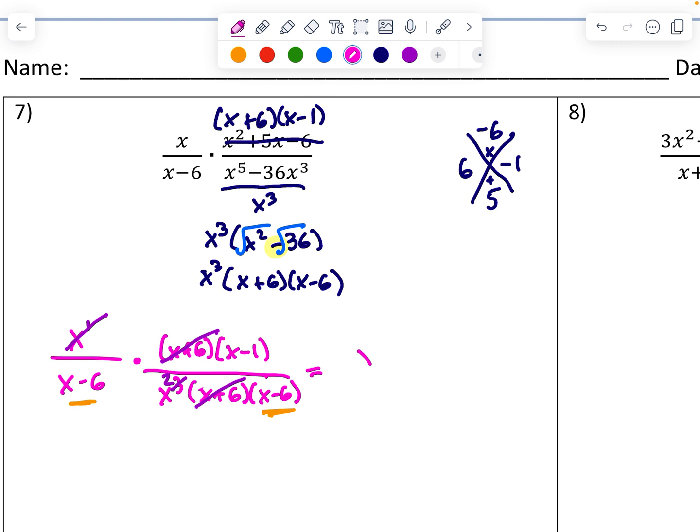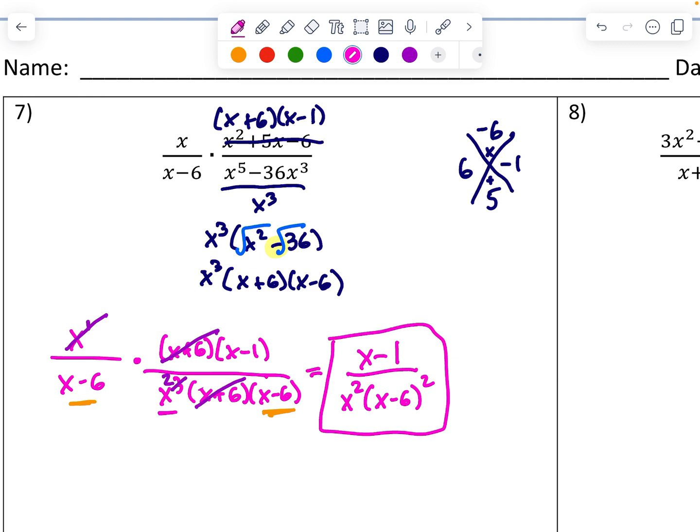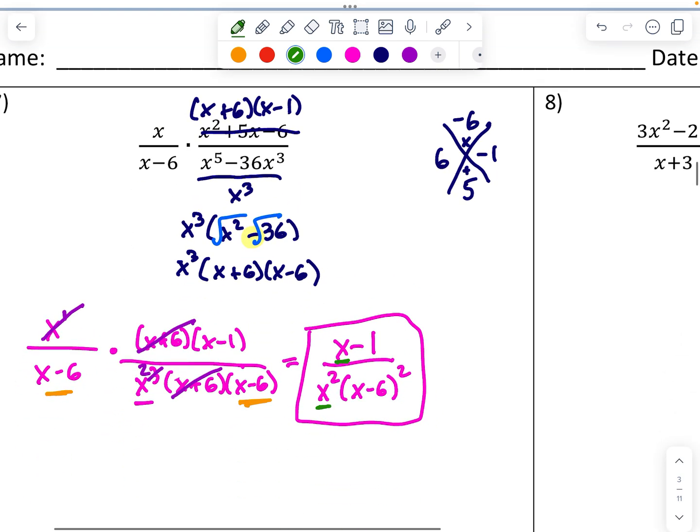On the top, we're left with an x minus 1. On the bottom, I see two x minus 6s. Because there's two x minus 6s, we can call this x minus 6 squared. And then I still have that x squared, so that x squared will go in the front. That is all we can simplify there. The reason I can't simplify the x with the x squared is because the x is attached to this x minus 1. It's a group with the x minus 1, so it could only cancel out with another x minus 1.